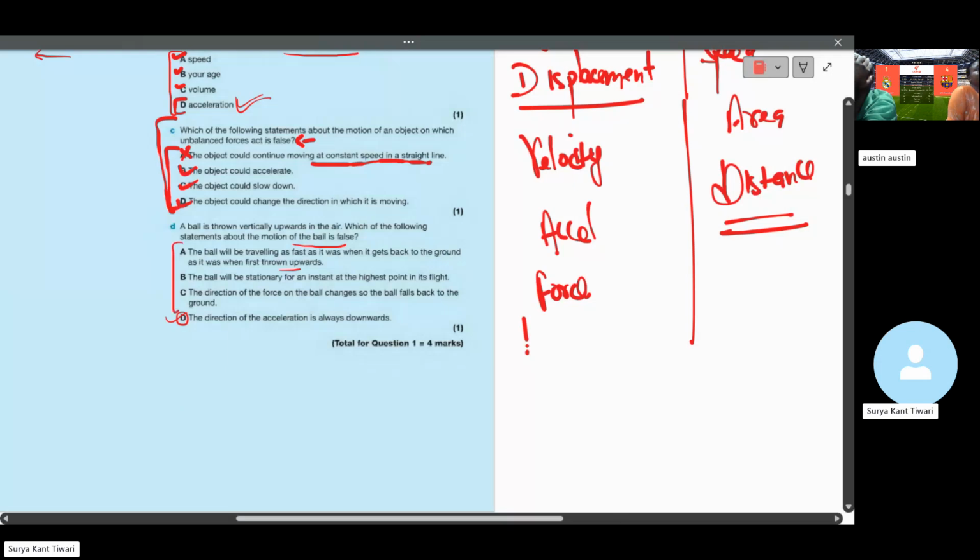Okay, I will tell you how. Let's say you are throwing a ball like this. Yes, sir. It will go upward, upward, upward. At one point in the sky, it will be at rest for an instant, and then it will start falling downward. Got it? Yes, sir. But the only wrong statement is statement A.